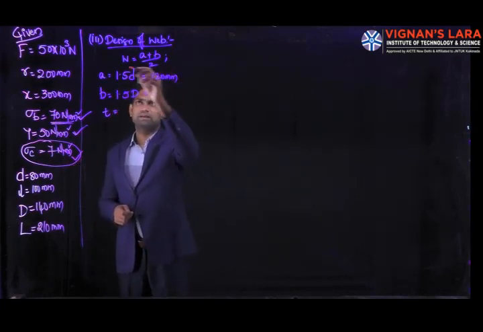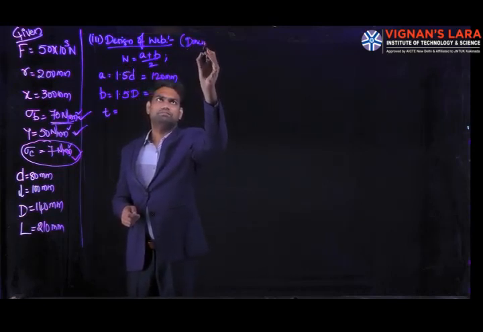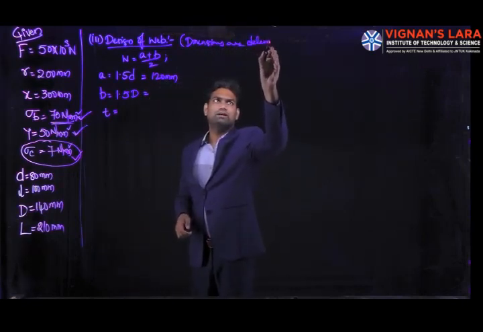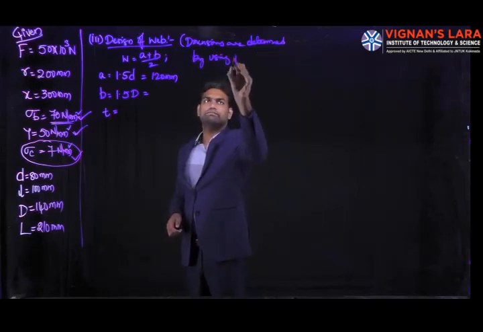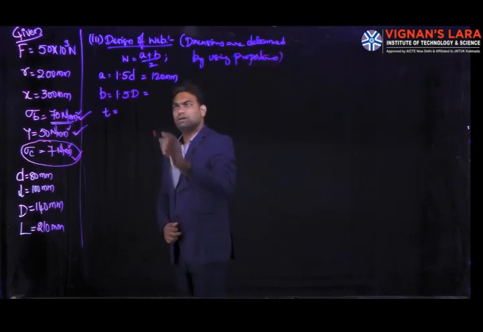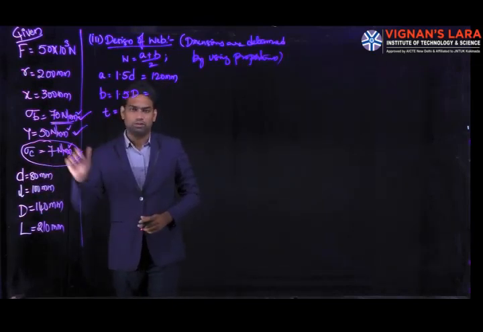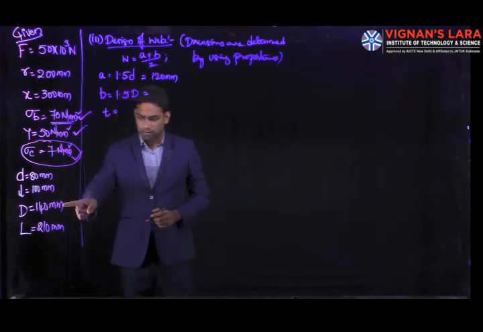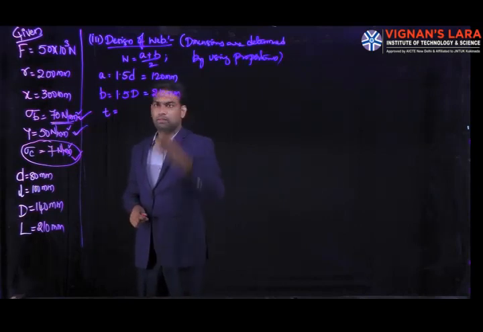So you can write the statement here clearly. The dimensions are calculated or determined by using proportions. So a equals 1.5d, the width near the crank pin, which depends upon the diameter of the crank pin, which gives 120 mm, and b, the width near the main journal, again depends upon the diameter of the main journal, 140 mm.